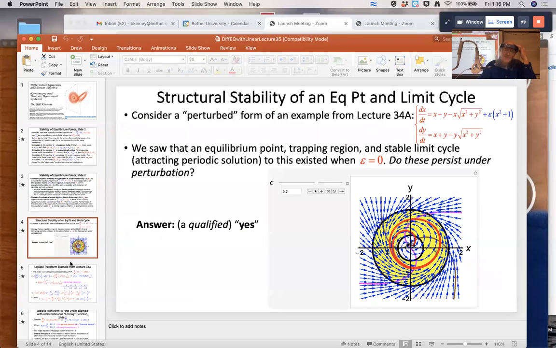Structural stability, I'm not going to test you on that, but it is an important concept in more advanced classes. Essentially saying that if your phase portrait satisfies certain properties and you change your differential equations a tiny amount, the phase portrait's not going to change very much. That's what it means. No bifurcation is going to occur.